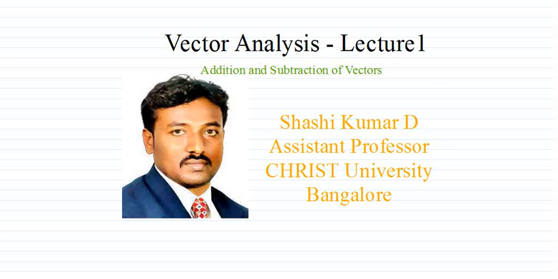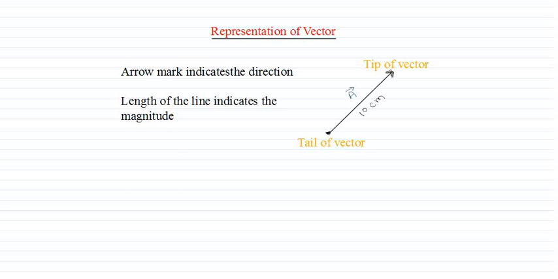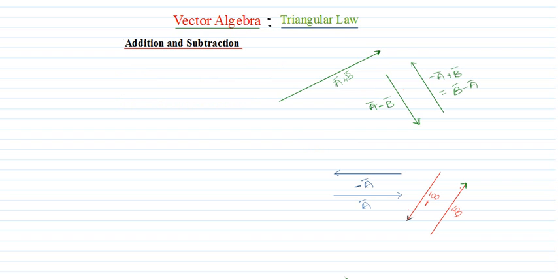Okay, so first let us understand how to represent a vector. Here, a vector is represented as a straight line with an arrow mark. The length of the vector gives you the magnitude of the vector, and the arrow mark indicates the direction of the vector. So in a vector, you can always write two things. One is the tail of the vector, that is this part, and the tip of the vector, which indicates the arrowhead point. Okay, now let us get into the addition and subtraction using triangular law.